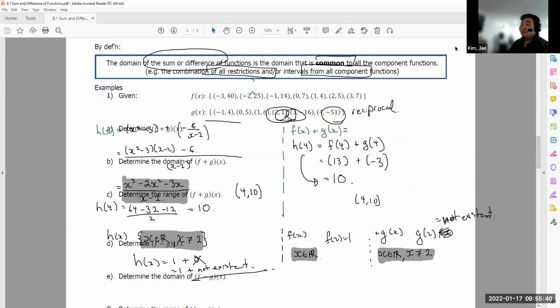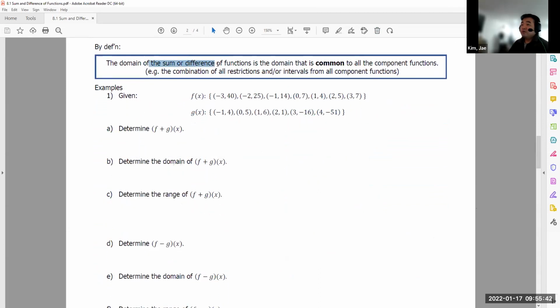The domain of a sum or difference of functions is the domain that is common to all the components. Everything else, the restrictions come down. You cannot add values that do not exist. So here's an example. I'm not giving you a function here, I'm actually giving you a thing.